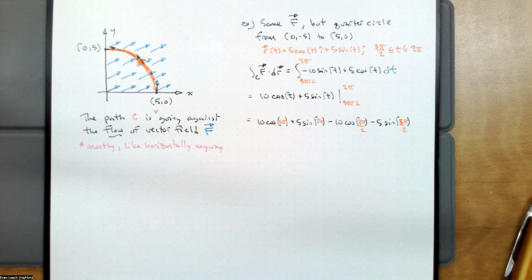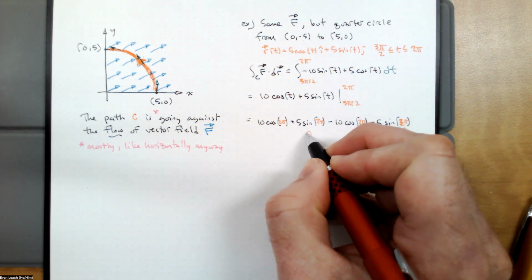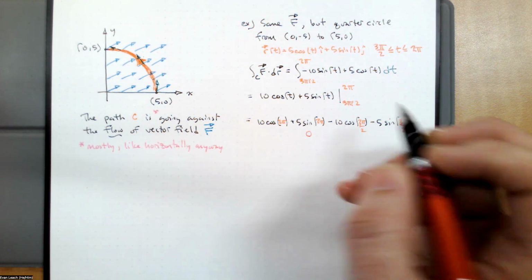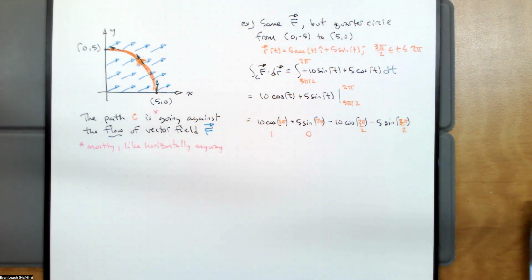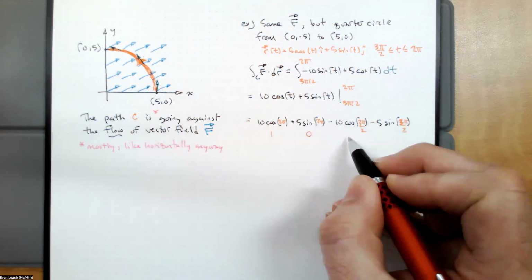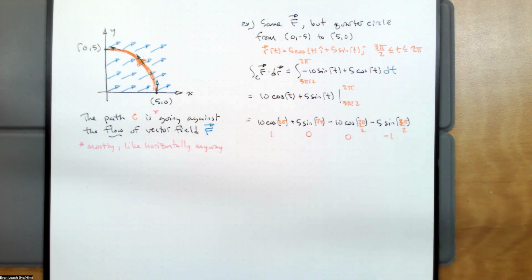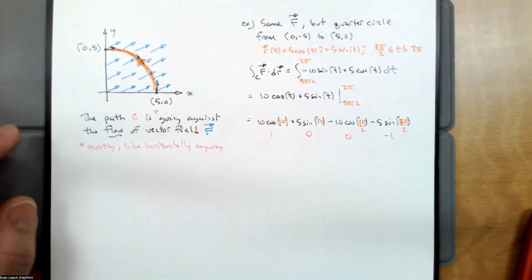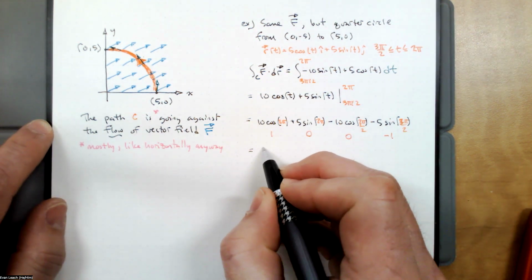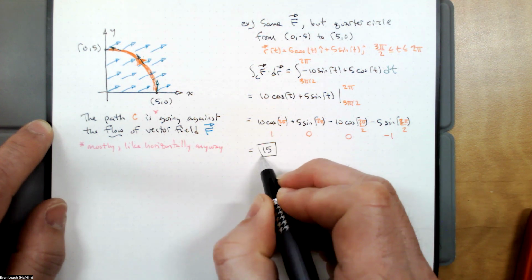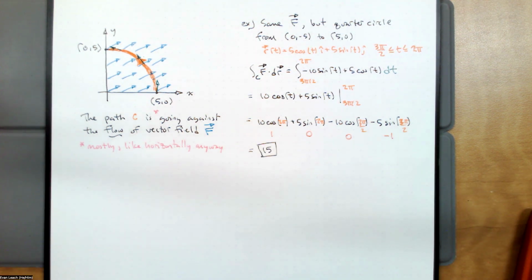So in this case, sine of 2 pi is 0. Cosine of 2 pi is back to 1. Cosine of 3 pi over 2 is 0. And sine of 3 pi over 2 is negative 1. So now I have 10 minus a negative 5. Now we got a positive value.